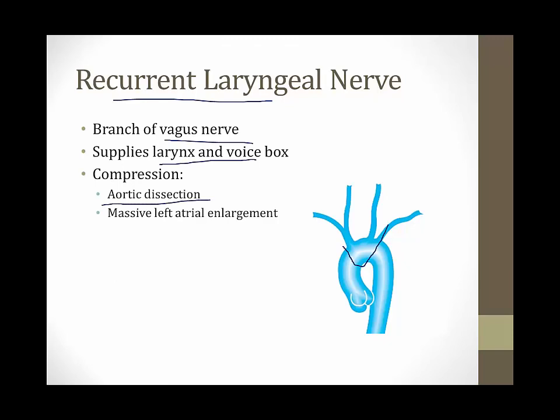Another situation where it can occur is if there's massive left atrial enlargement. The left atrium sits right here below the aorta. If it becomes massively dilated, which can happen in mitral stenosis, that can also cause compression of the recurrent laryngeal nerve.